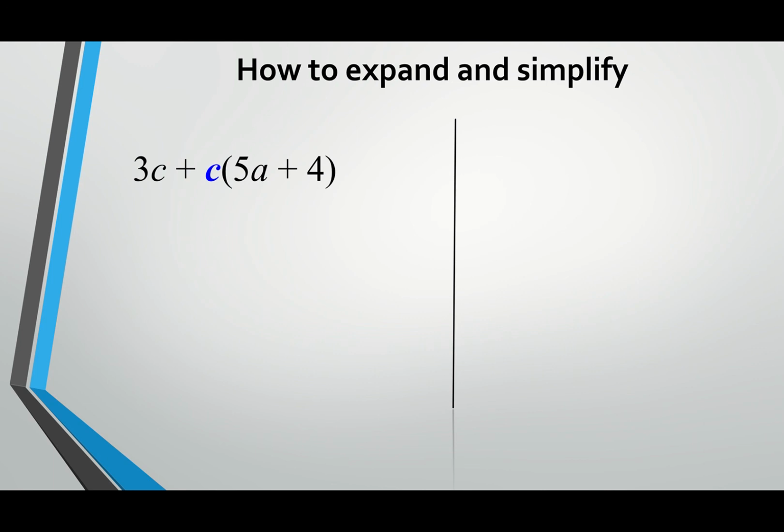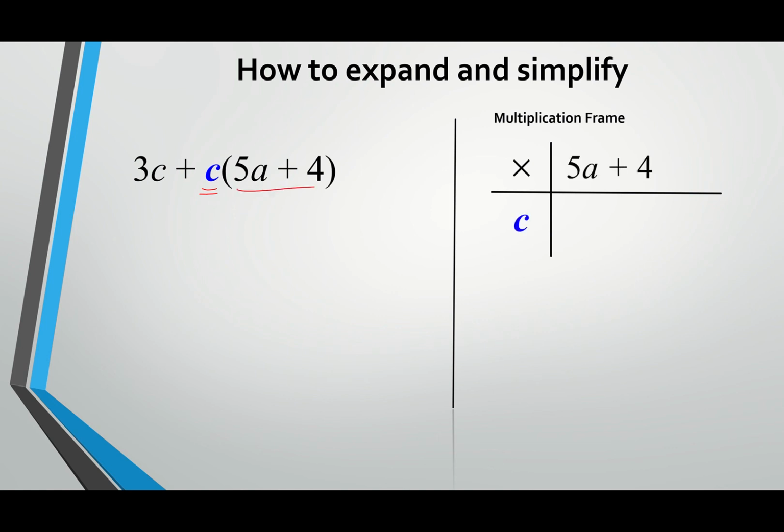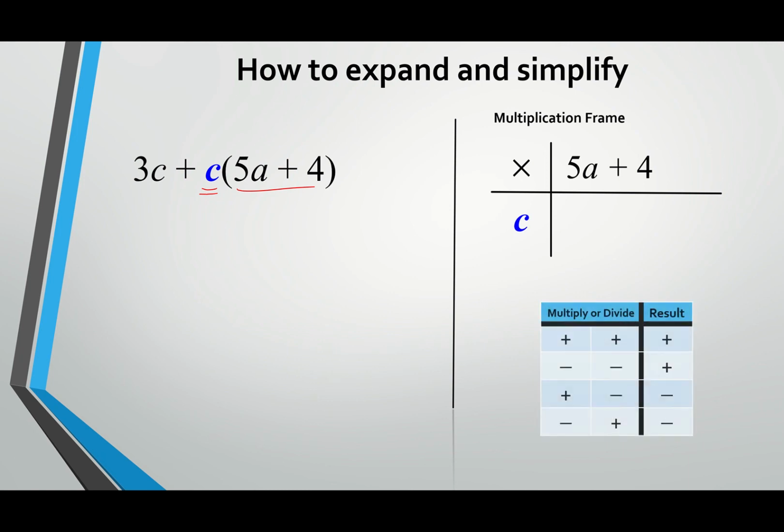How do we expand and simplify this expression? We've got 3c plus c bracket 5a plus 4. Sometimes the number outside the bracket may not be a number. It may be a letter like this, c. So let's use the multiplication frame again. The one inside the bracket, I'm going to put over here, and the c, I'll put over here. Let's multiply, guys. Again, don't forget the rules. Since they are all positive, positive c, positive 5a, positive 4, we don't have to worry so much. The results will always be positive.